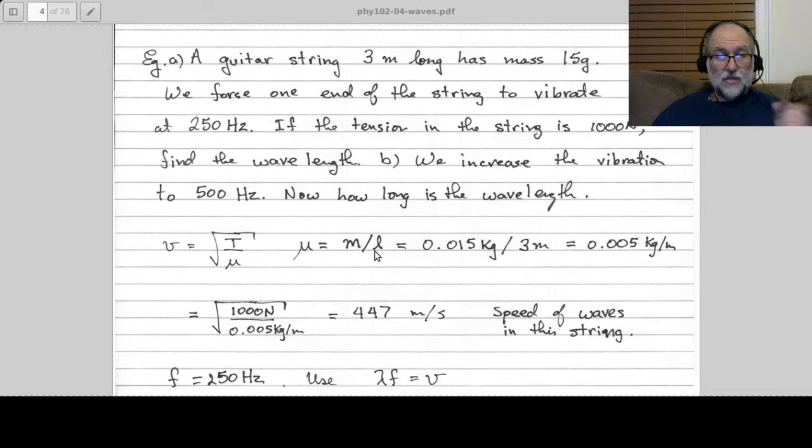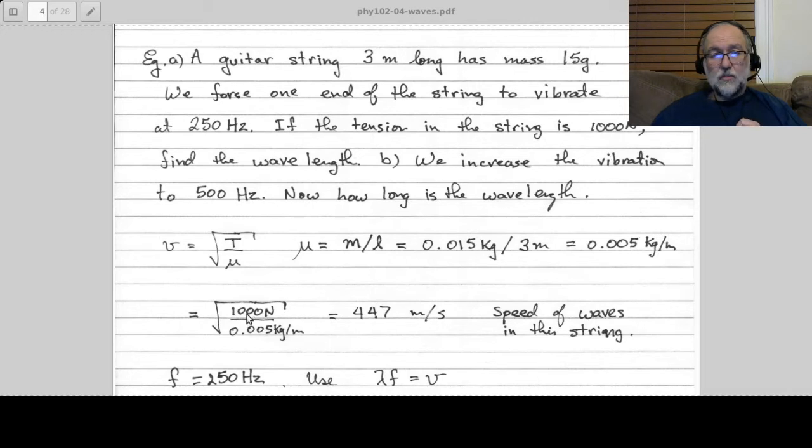And we have those numbers actually. It's 15 grams divided by 3 meters, and 15 grams is 0.015 kilograms, divided by 3 meters gives you 0.005 kilograms per meter. So that's how much this string weighs. It weighs 0.005 kilograms per meter, or 5 grams per meter, but we have to work in MKS, so kilograms per meter. And the tension I told you is 1,000 newtons.